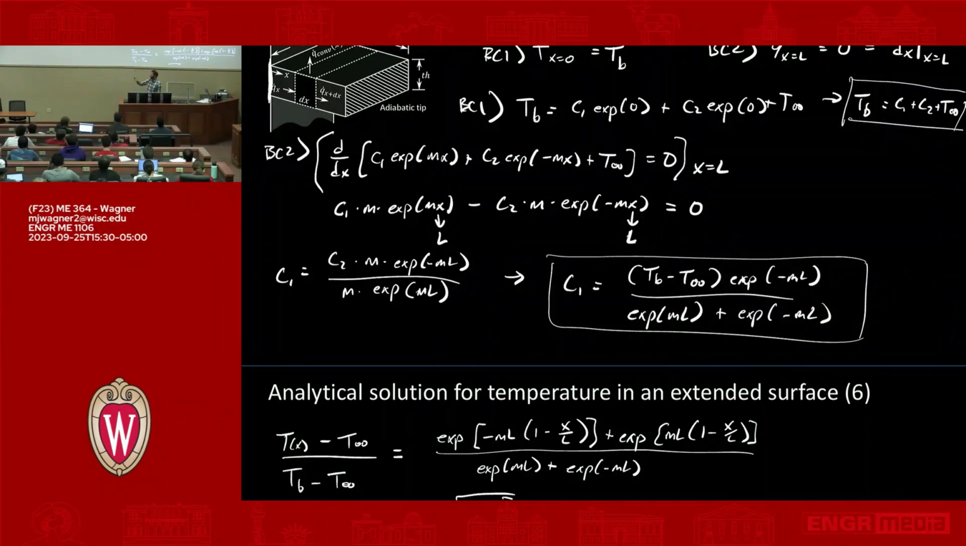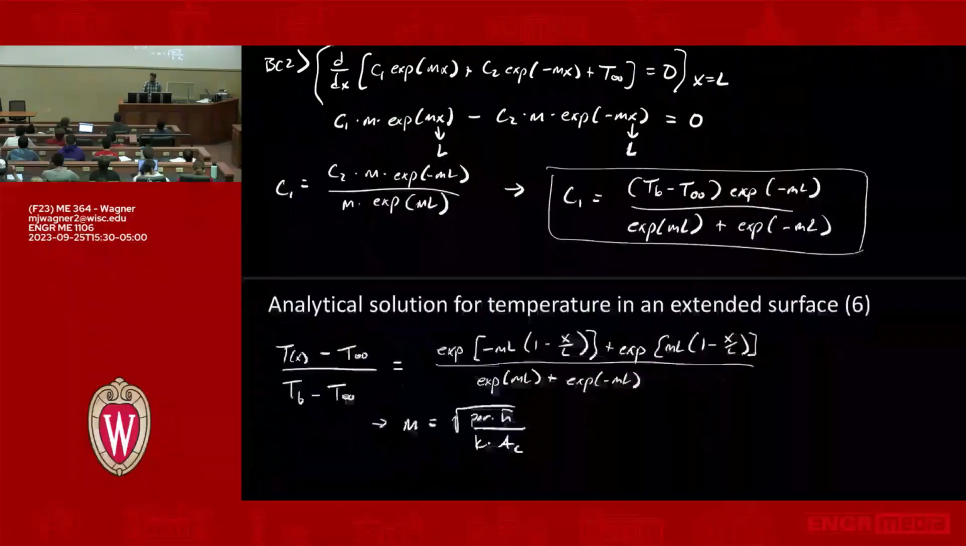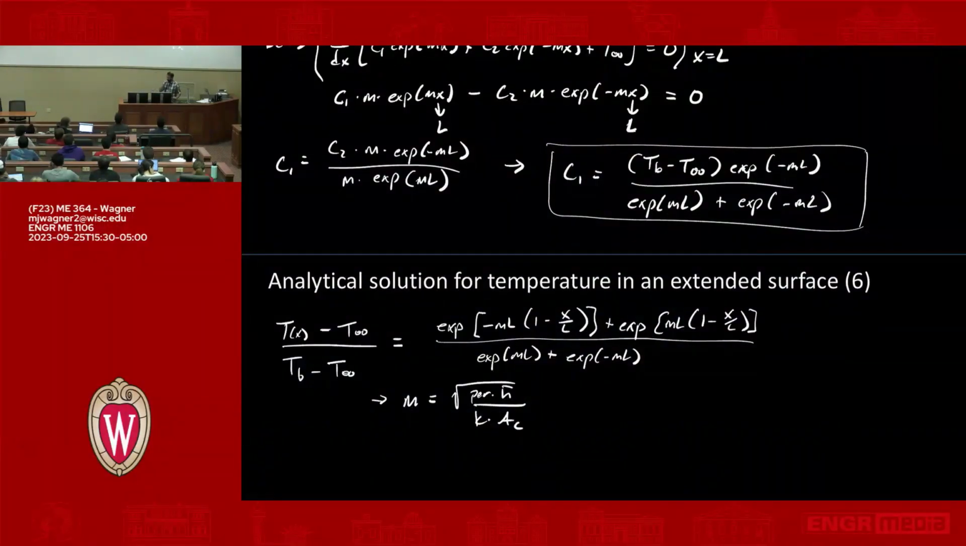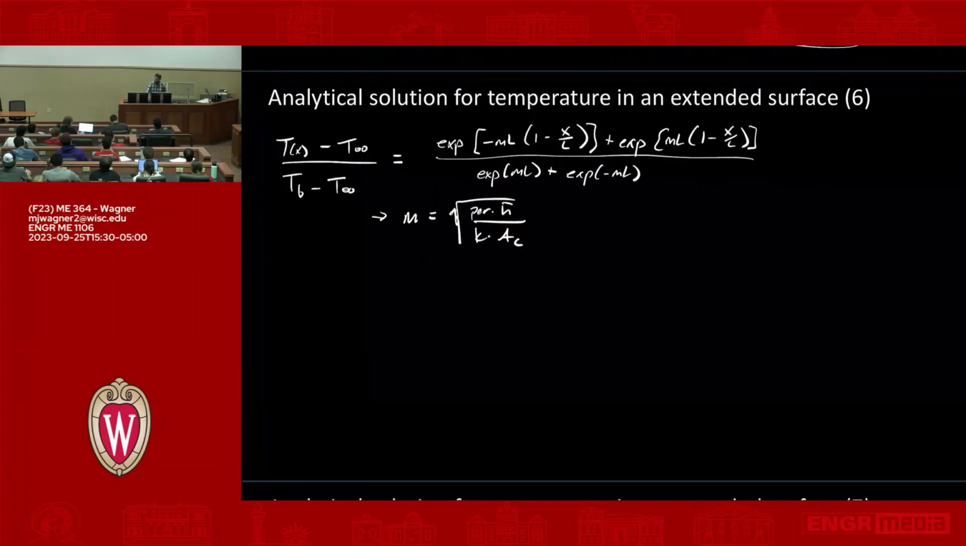So this M coefficient is going to show up over and over again, and it's how we talk about fins. It's how we talk about fin performance. M is the square root of P h over k A_C, numerator and denominator, and that shows up. Some other things just to simplify this down a little further.